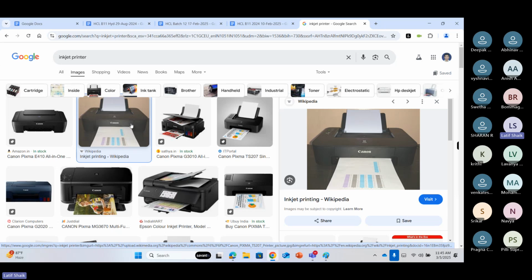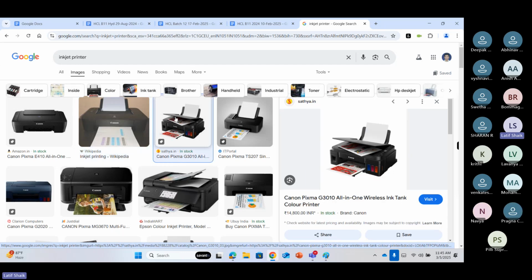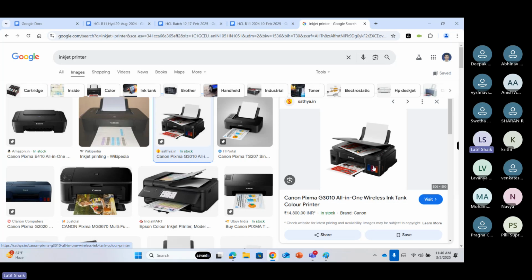So the next model is the laser jet printer. It is used for both home and office purposes. Single-function printers are there, and multi-function printers are there. Multi-function means both printing and scanning. You can make it a small Xerox machine also. If you observe this printer, there is a separate box there.